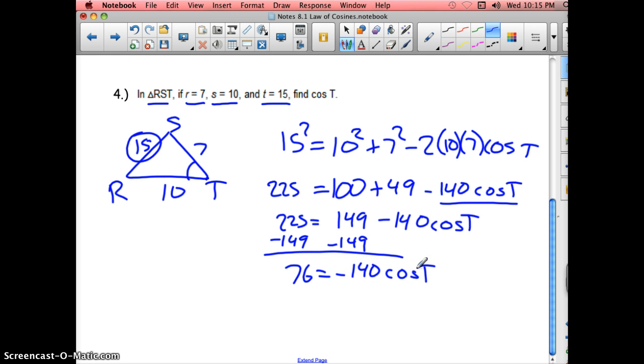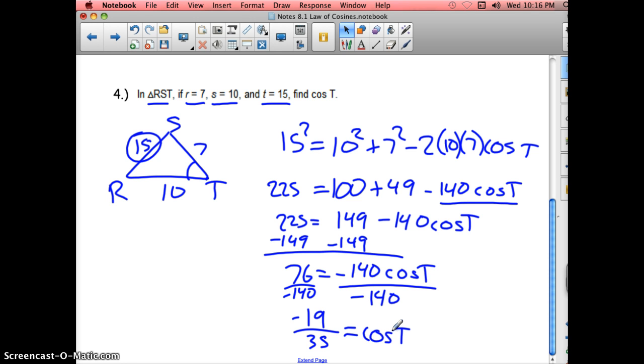All right, and now I can see how to solve for cosine t here. Divide both sides by negative 140, and I am going to get negative 76 over 140, which when you reduce that gives you 19 over 35, and it's going to be negative 19 over 35, which equals cosine t. So what does that tell you about t? If the cosine is negative, is it going to be obtuse or acute? It's going to be greater than 90, and in the second quadrant, because it's a negative.